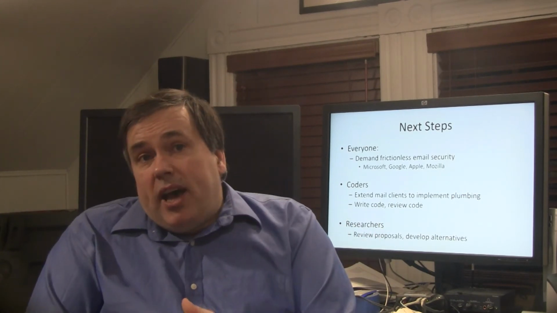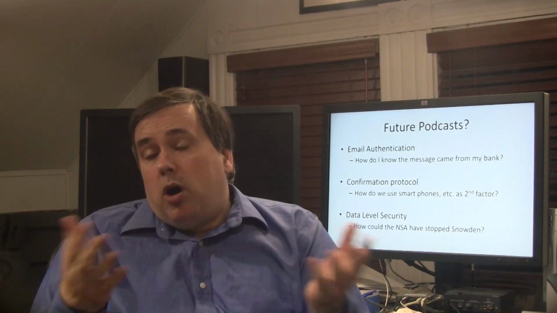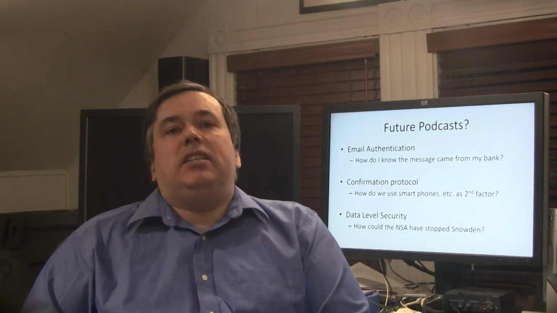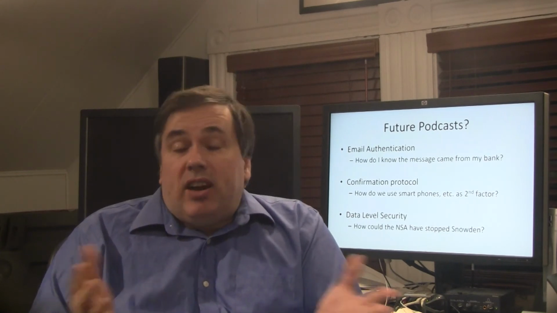So that's the end of my email encryption security podcast. If people like these podcasts, I can keep doing more. One obvious next topic would be to look at email authentication. We've done encryption, making sure the mail is confidential. Well, how do you know that mail message came from your bank? Wouldn't that be a good thing to add to the email system? And I've had some ideas from that. They're actually in my book, The .Crime Manifesto. There's a thing I call the confirmation protocol.